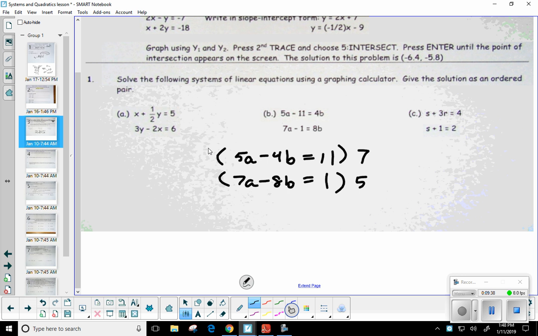But there's still a problem. Remember, we want this specific variable to what? We want it to cancel. Well, right now they're both positive. So again, one of them's got to be negative. And it doesn't matter. I put the negative on the 7. You can put it on the 5, as long as they're opposites. Okay. So let's go ahead and multiply through. So negative 7 times 5a is negative 35a, plus what? 28b is equal to negative 77.